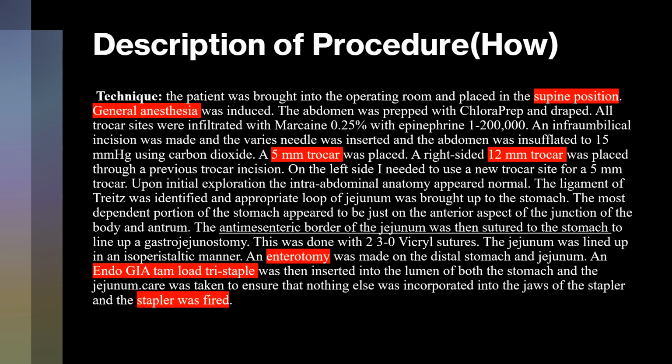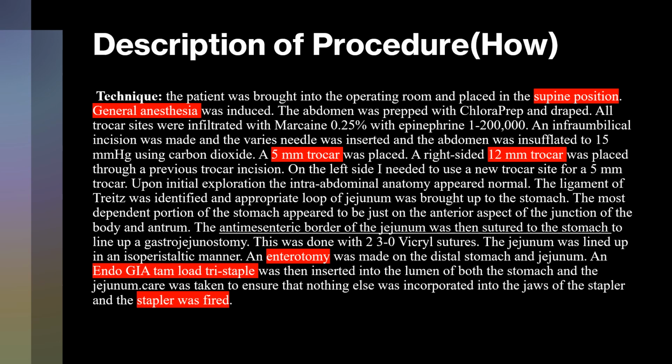Of course the abdomen was prepped with ChloraPrep, and as we proceed further down in the note, we notice that the doctor infiltrated the trocar sites with Marcaine and epinephrine. This is a key term that is important when it comes to laparoscopic procedures. Whenever a laparoscopic procedure is performed, the surgeon will note that trocar sites and trocar tools were utilized in order to access the body. A 5mm trocar was placed. A right-sided 12mm trocar was placed through a previous trocar incision, so that lets us know that the patient had a laparoscopic procedure done previously.